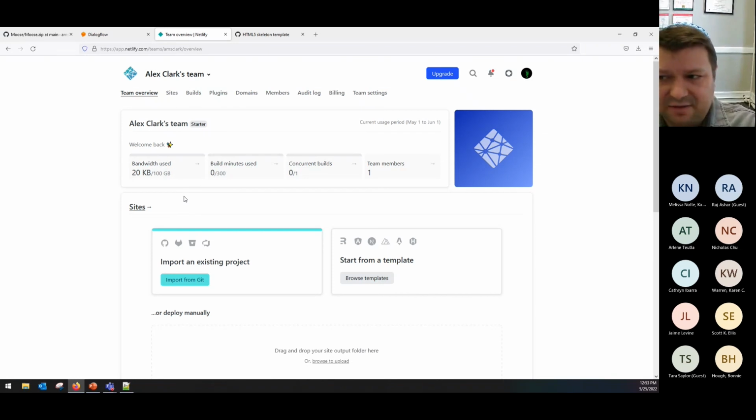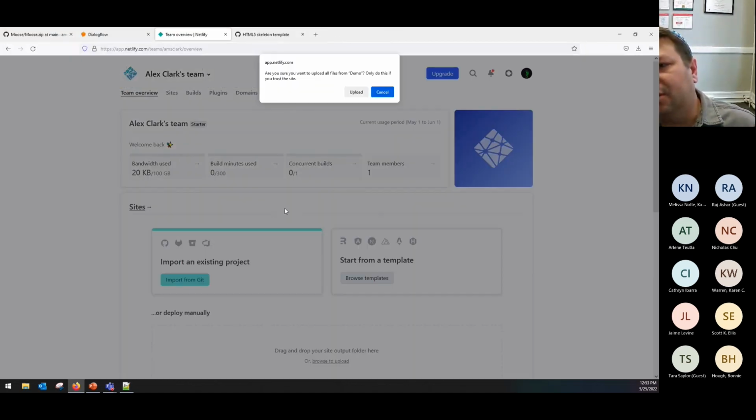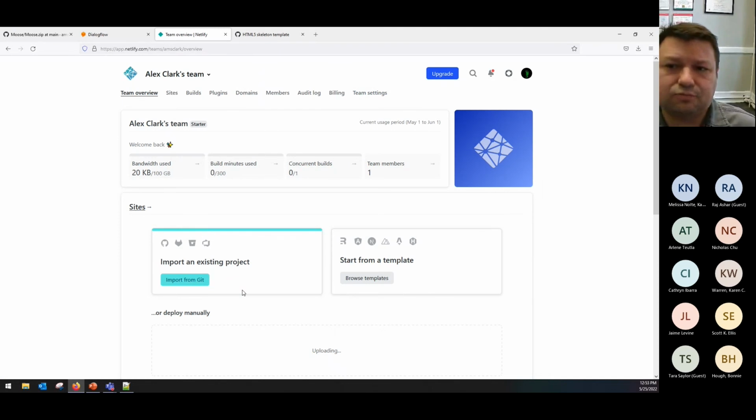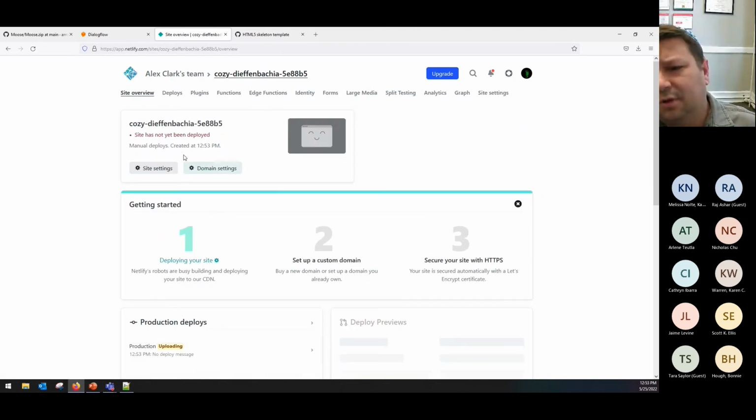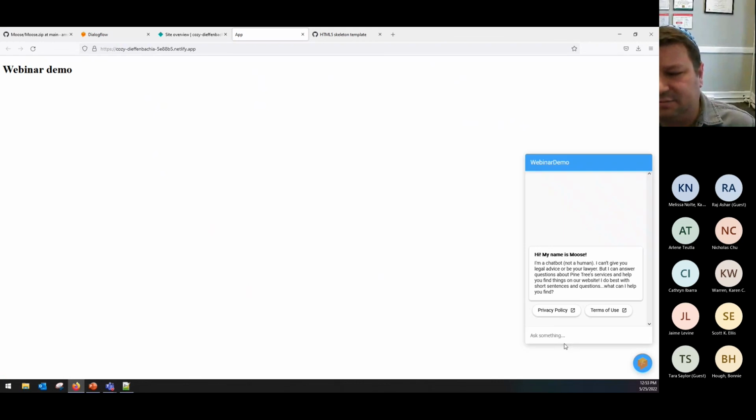I'm going to come over here to Netlify, which is a service that makes it very easy to launch really simple little websites like this. I'm going to upload the demo. Give it a minute for this to change. There we go. And here we go. Here's my chatbot. This is a replication of this. It's just that fast.